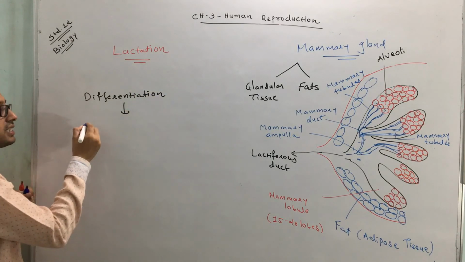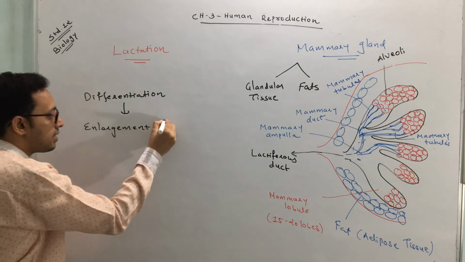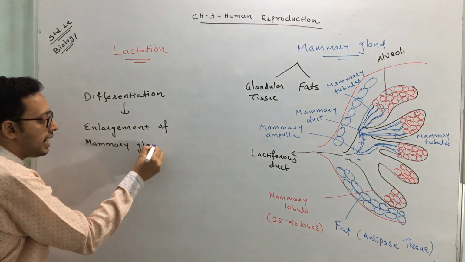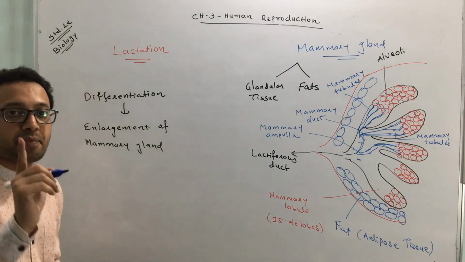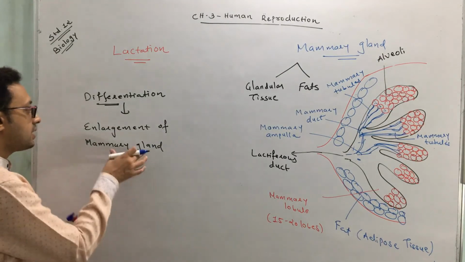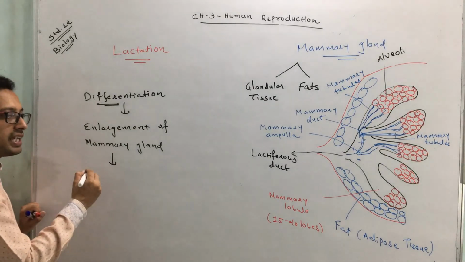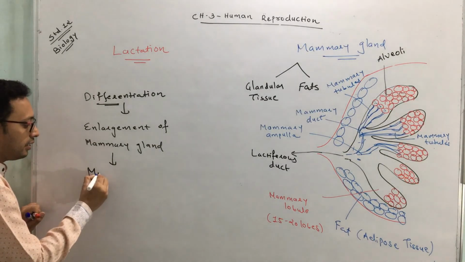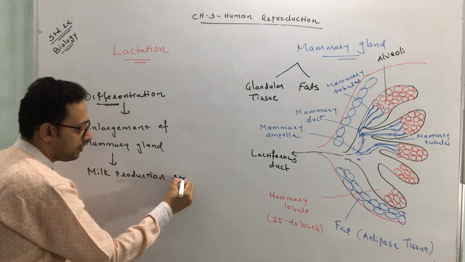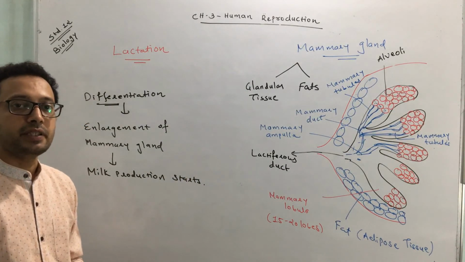And there is an increase in the size of the mammary gland, which leads to enlargement of the mammary gland. So this enlargement occurs during pregnancy due to differentiation of the cells of the mammary gland. Once the enlargement takes place, at the end of pregnancy, under the influence of a hormone like prolactin, the milk production starts. And this milk is for nourishment of an offspring, or nourishment of a baby.